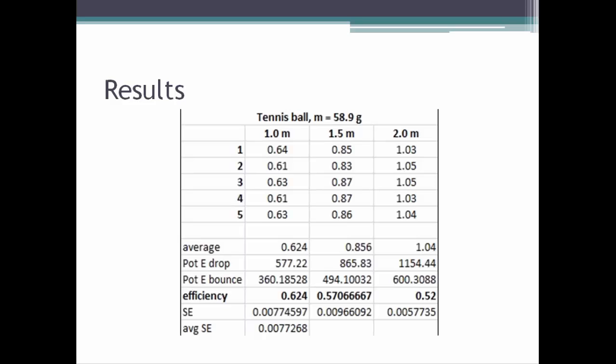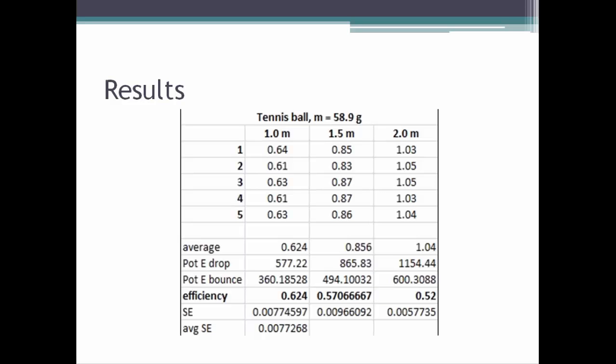This is our data for the tennis ball, and we can see that at 1 meter the average bounce height was 0.624 meters, at 1.5 meters it was 0.856 meters, and at 2 meters it was 1.04 meters. The efficiency at 1 meter was 0.624, the efficiency at 1.5 meters was 0.571, and at 2 meters it was 0.52.